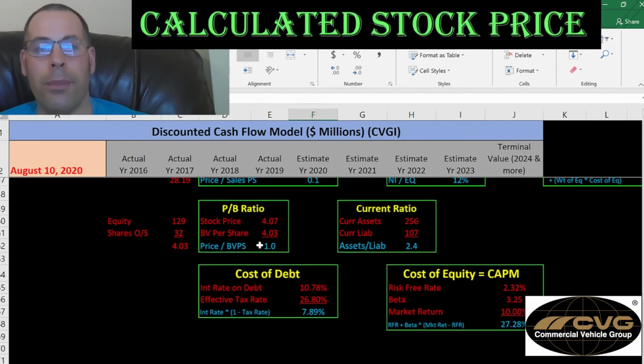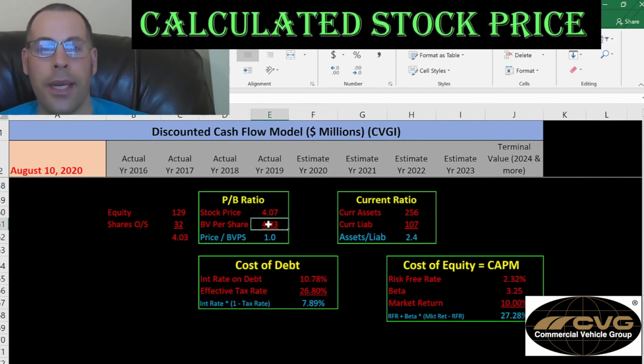Price to book is stock price over book value per share. To calculate book value per share, that's equity over shares outstanding. I like to see below 3.5. They're at 1.0. This indicates investors are willing to pay $1 for $1 book value. So book value per share of 403 indicates that if the company went bankrupt today, it would be able to pay its investors in full.